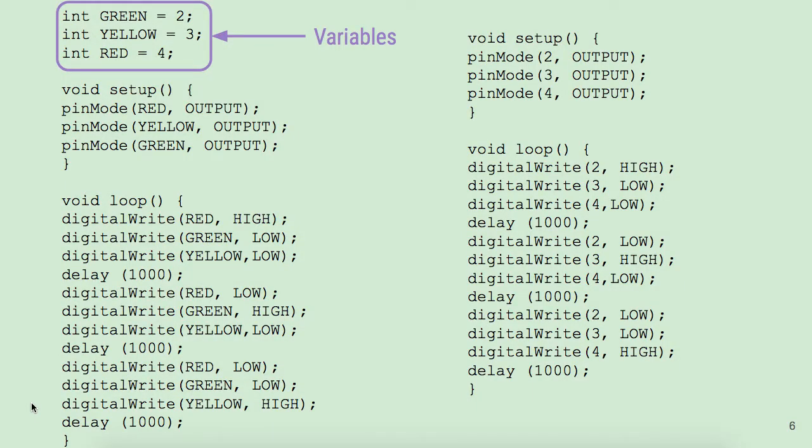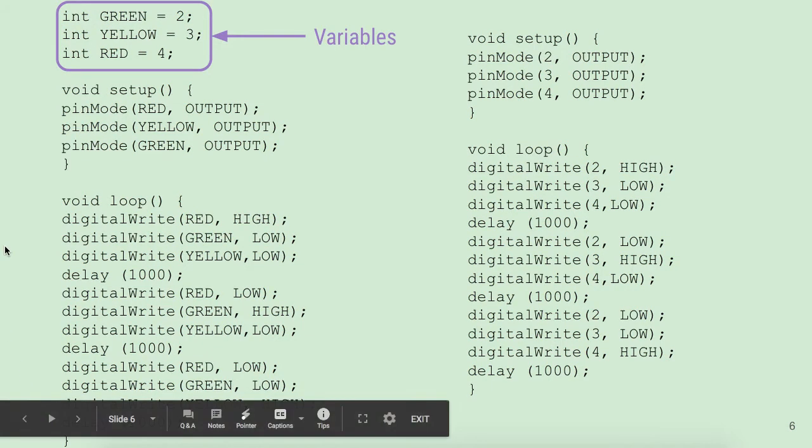So let's see side by side what a code would look like with variables and a code would look like without variables. So on the left, we have a program with variables. So I'm using the same examples as last slide. We have int green equals 2. So the green LED is connected to pin 2. Int yellow equals 3. The yellow LED is connected to pin 3. Int red equals 4. The red LED is connected to pin 4. So I'm no longer going to use 2, 3, or 4 when I'm trying to reference any pin. Instead, I will use the words green, yellow, and red because those represent those pins, like we just said.